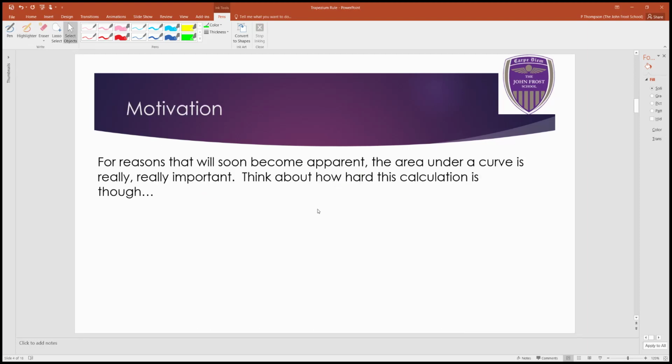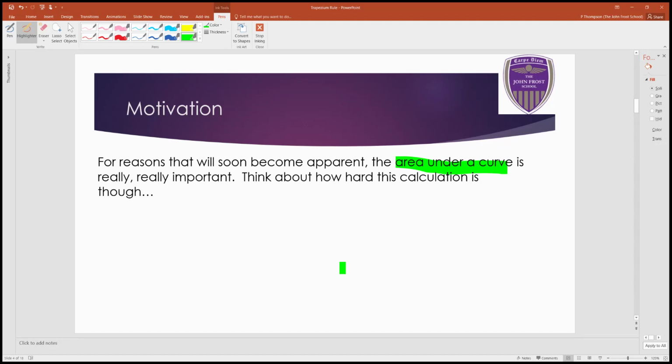Right then, the trapezium rule. You might see in future videos that if you can work out the area under a curve, it's actually got a really important meaning. It's highly significant. So it's worth being able to work out the area under a curve.